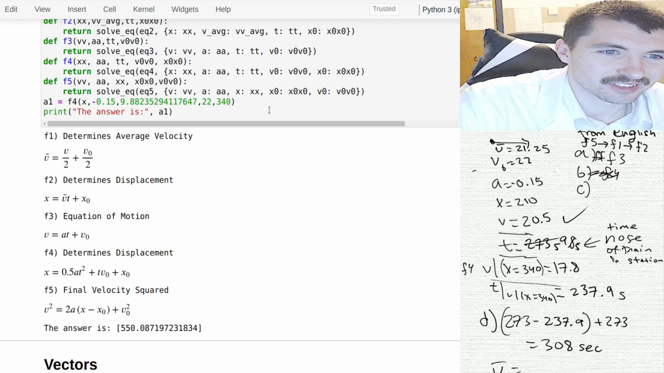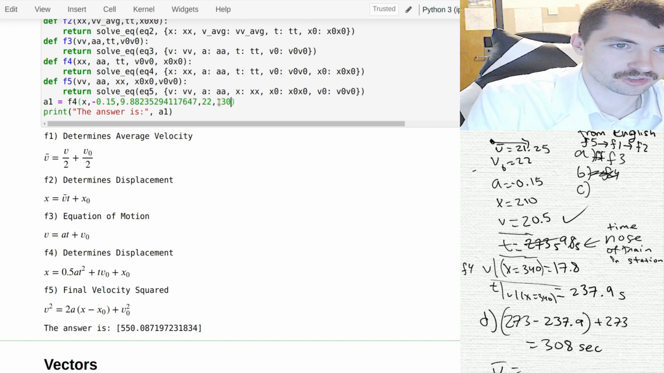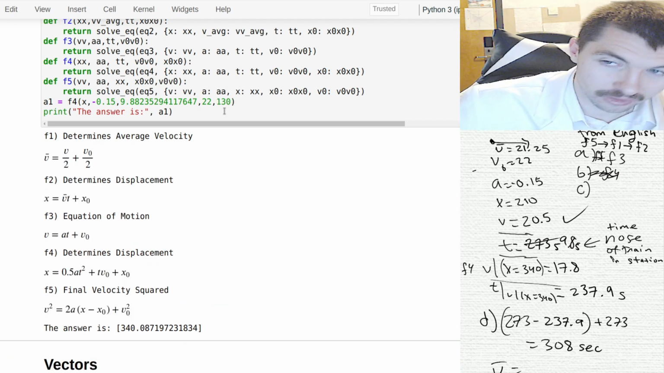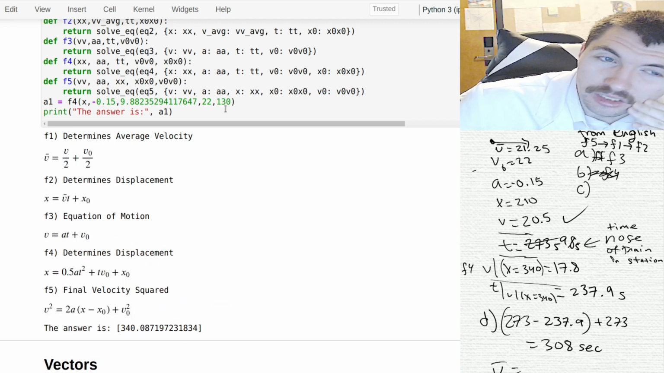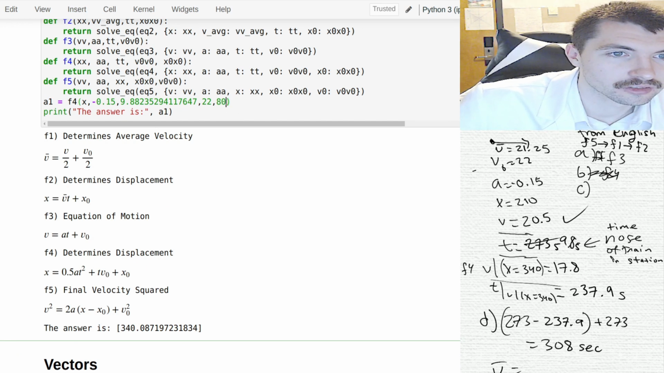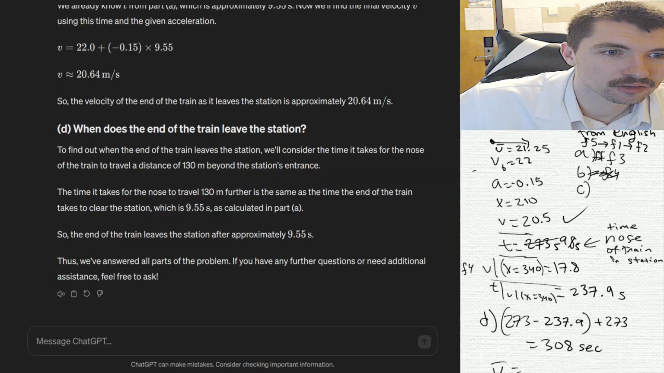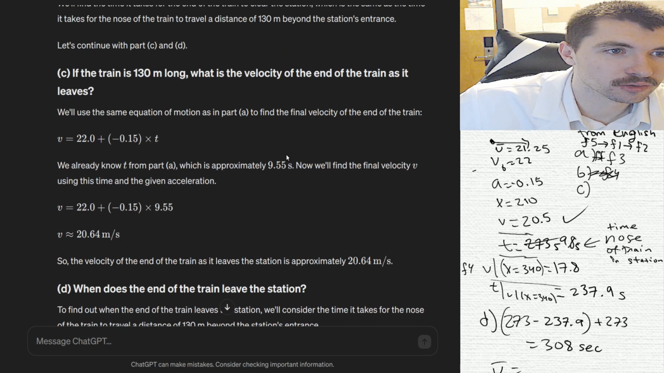550 seconds. Doesn't seem right. Let's try 130. 40 seconds. Doesn't seem right either. 210 minus 130. 80. Okay, so what did that do?